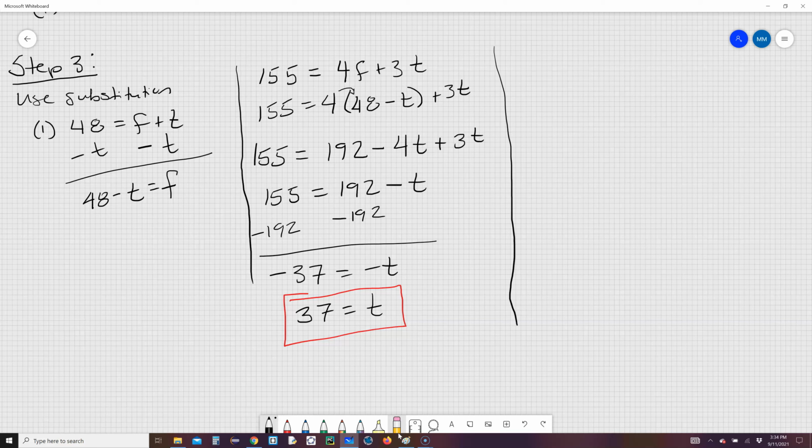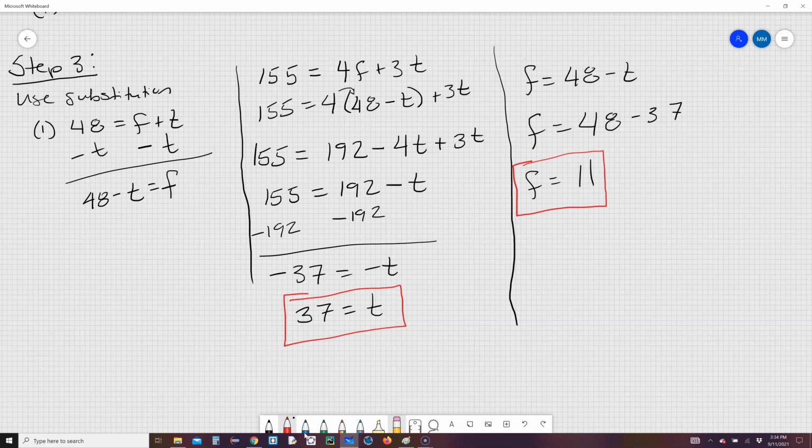Next step in our algorithm says, okay, back substitute, find out what f is. In fact, I already have something solved for f. I have that f is equal to 48 minus t. So that would be 48 minus 37. That gives us that f must be 11. Okay.